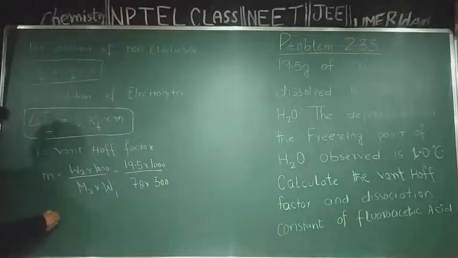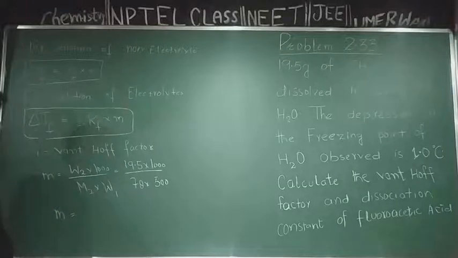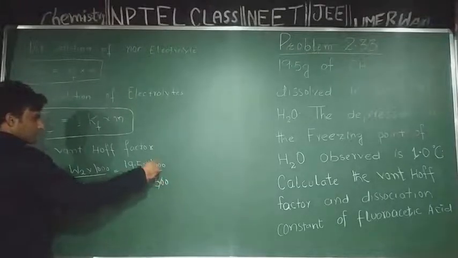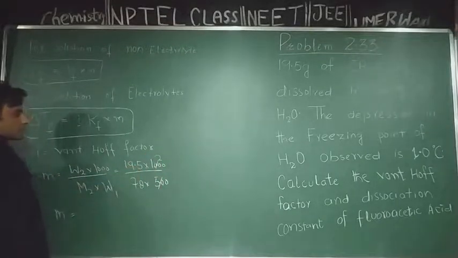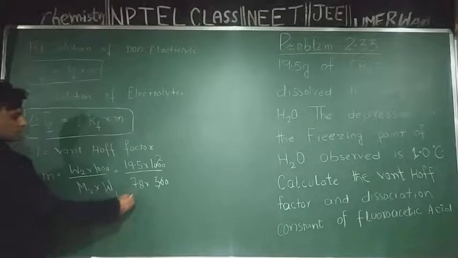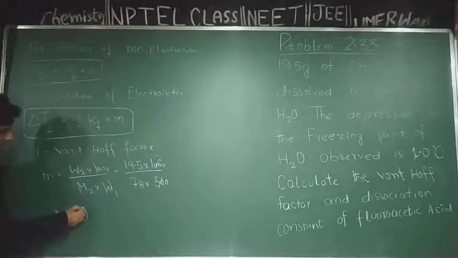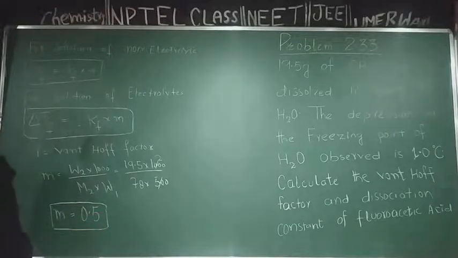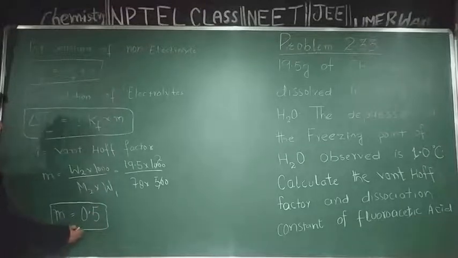Now from here we can calculate molality, and I have already done my calculations. It comes equal to 0.5. So molality of solution which contains 19.5 gram of fluoroacetic acid in 500 gram water is 0.5.